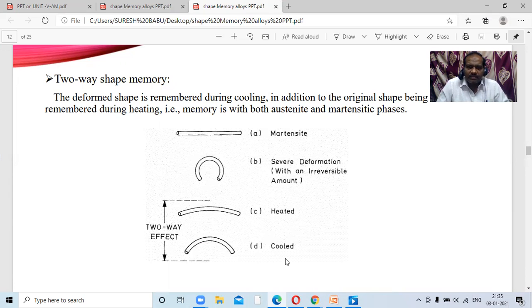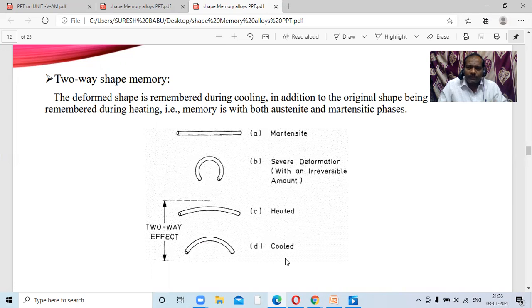So in this class, the aim is to know the applications of shape memory alloy, the limitations of shape memory alloy, next the properties of the shape memory alloy, and next the conclusions on the shape memory alloy. Try to understand. These are the four topics which we are going to cover in this class. Let us go for this one. I repeat once again.